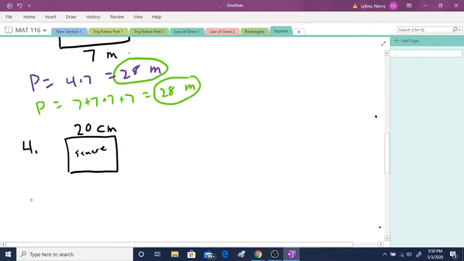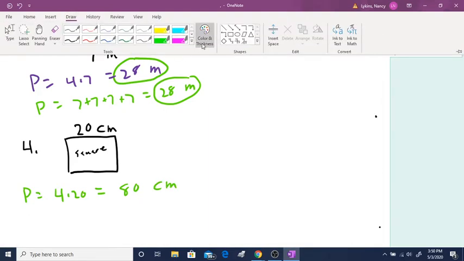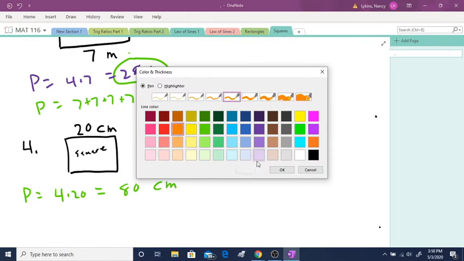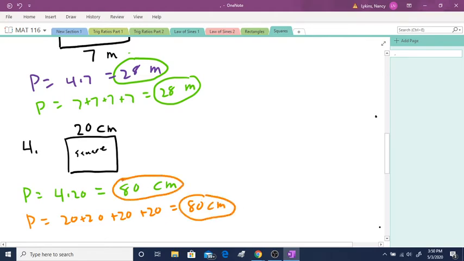Number 4 is the same way. I could say 4 times 20, which is 80, and it's in centimeters. Or you can just add up the 20s. You got 4 of them. And notice both of them come up to be 80.